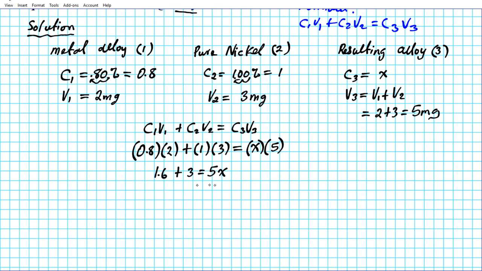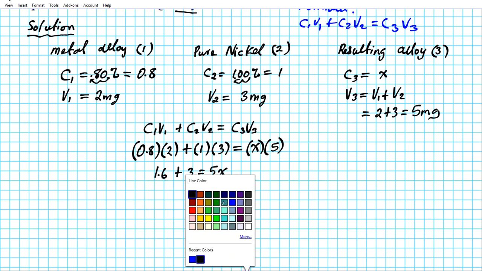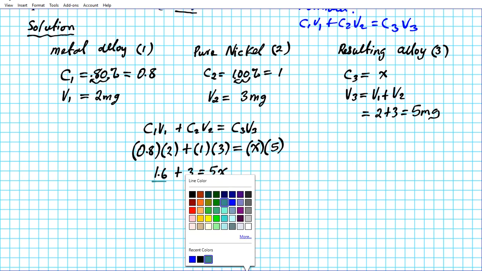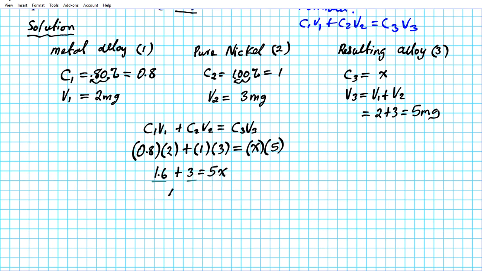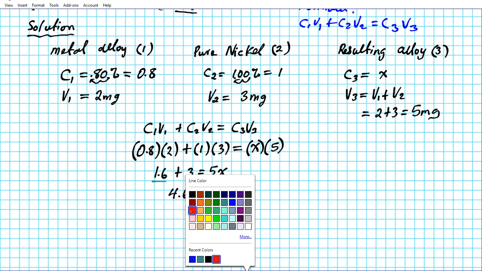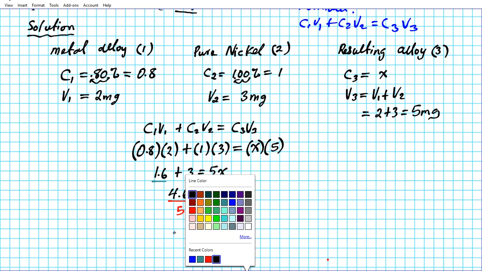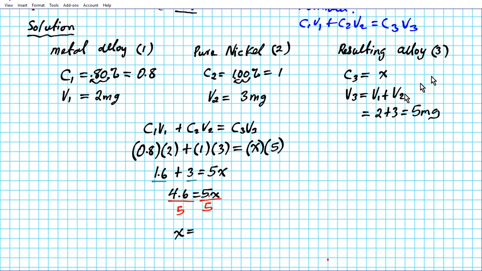Now on the left side of this algebraic equation, we have two constants that we can combine, 1.6 and 3. 1.6 plus 3 is 4.6. So 4.6 is equal to 5x. To get our concentration of the resulting alloy, we need to get rid of this 5. 5 is connected with x by multiplication, so to undo multiplication, you divide. We're going to divide both sides by 5, and that is going to give us x equals, let's divide that with our calculators.